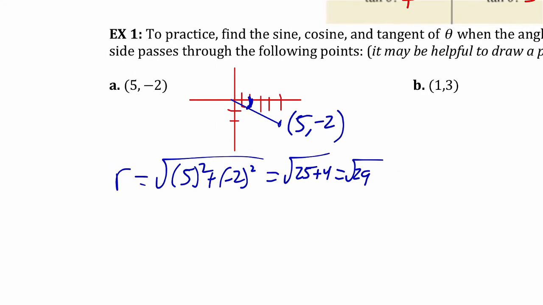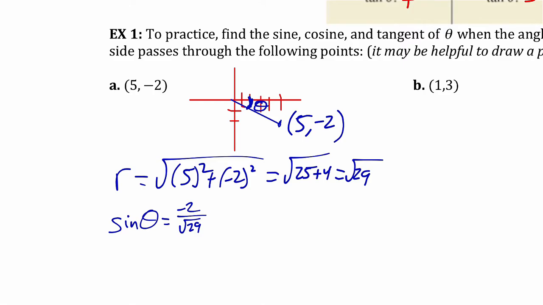The sine is, based on what we see above, the y value divided by the radius. The sine of whatever angle we're talking about here, again, this angle right here, is the y value, in this case negative 2, divided by our radius, which in this case is the square root of 29.